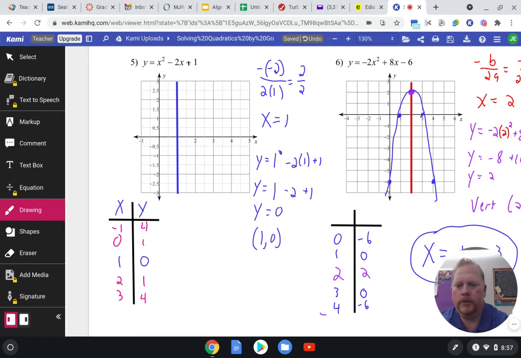So when I plot those, negative 1, 4. Oh, that's even off the chart. 0, 1, 1, 0, 2, 1, and 3, 4. So there's my nice, easy U shape.